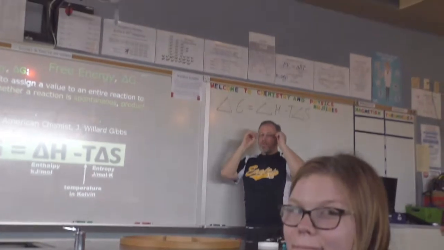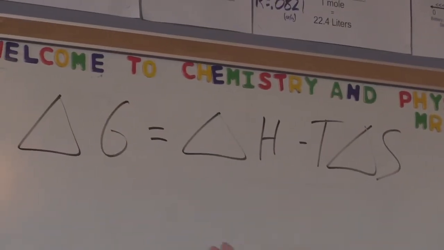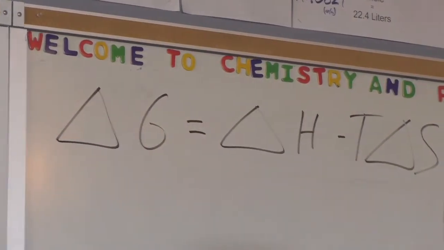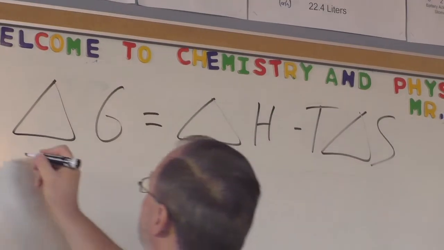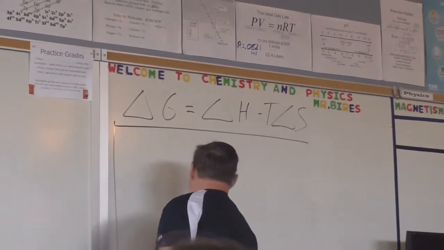What I'd like you to do is write the Gibbs equation down and then make a 3x4 box under it. 3 columns, 4 rows under the Gibbs equation.